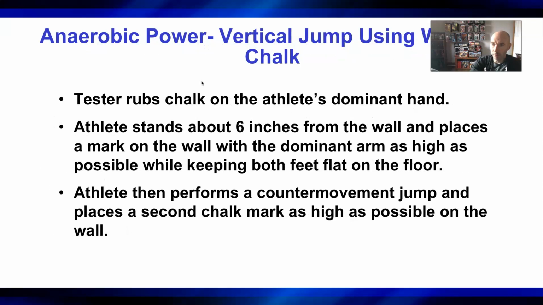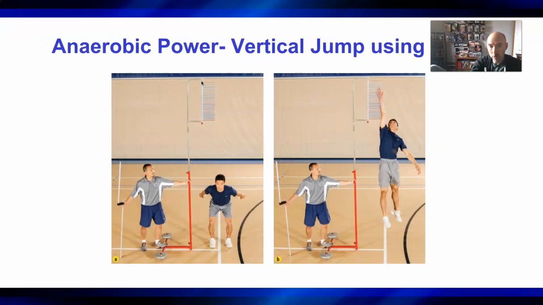You can do a vertical jump with a few different methods. You can either just have them jump up and touch the wall with chalk, or you can use the Vertec, which is a device that makes vertical jump testing very easy. These cost about $500, so they're not super expensive. If you worked in a high school weight room and you had a budget, get a Vertec because you could test athletes very rapidly, and you're not putting chalk all over your wall, right? So there's a benefit there.